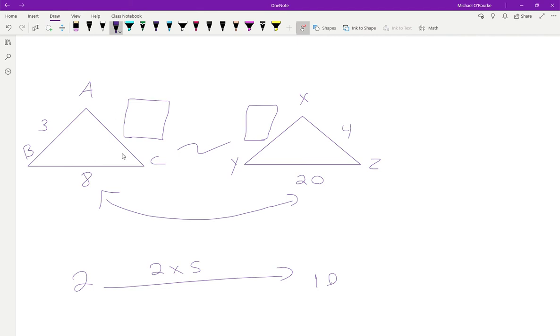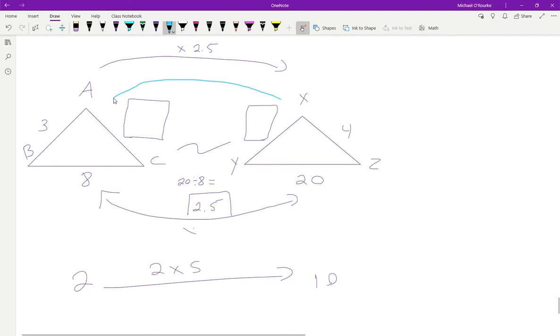20 divided by 8. Wonderful. So if we go 20 divided by 8, that's going to equal our special number we need in here. Is it 2.5? Yeah, 2.5. Good. So if we're going this way, since the number is getting bigger, we multiply by 2.5. If we're going this way, our number is getting smaller, so we divide by 2.5.